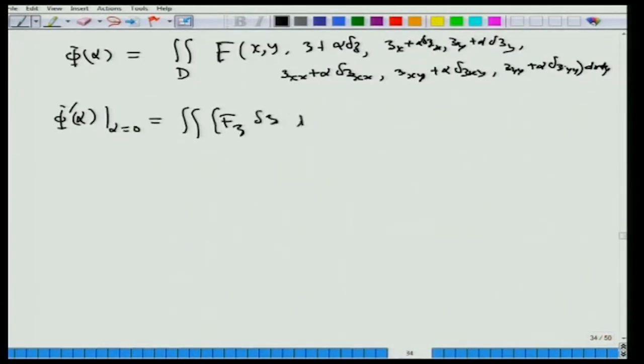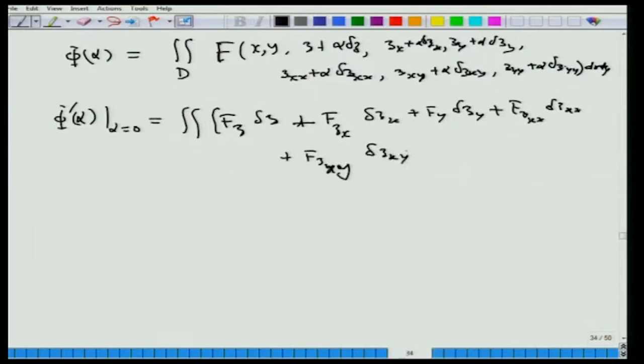f z delta z plus f z x delta z x plus f z y delta z y plus f z x x delta z x x plus f z x y delta z x y plus f z y y delta z y y d x d y. Now, these first order derivatives will be shifted in the same manner as we have done earlier, and the x x, x y and y y derivatives of z will be shifted on to f and will give us this.